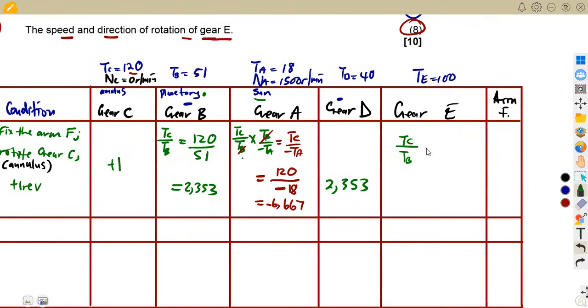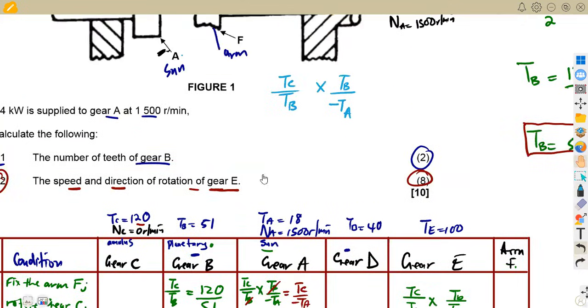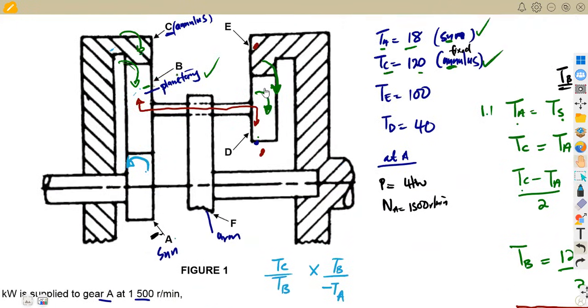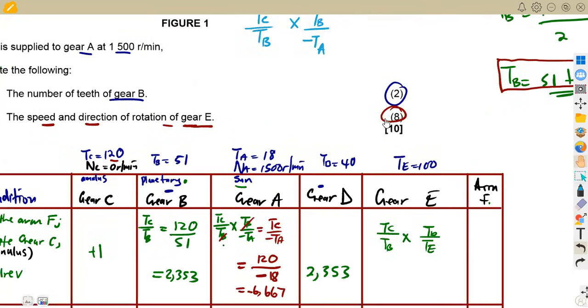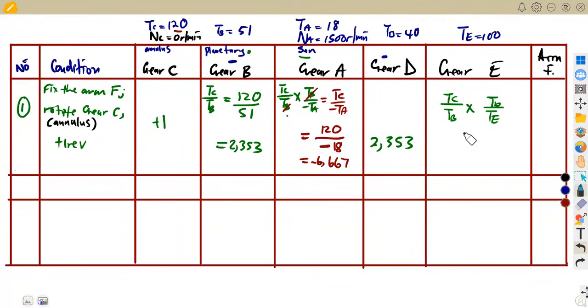So it's going to be over TB times TD over TE in this case. So it's going to be TD over TE. In actual sense, it was supposed to be TB here. But what we are seeing now is that because of the linkage of D and E, it's going to be TD over TE. So this is going to be positive because of the direction that D is going. But here we calculated TC over TB.